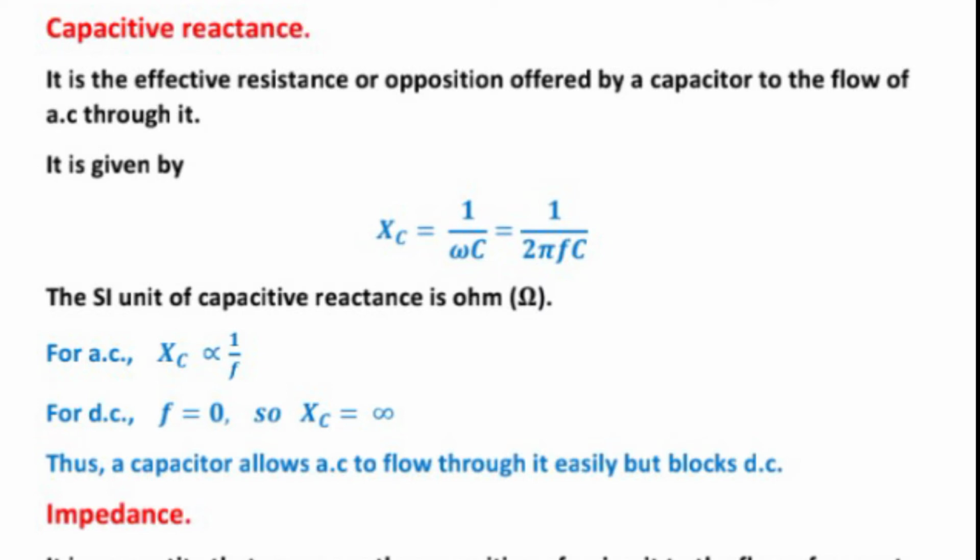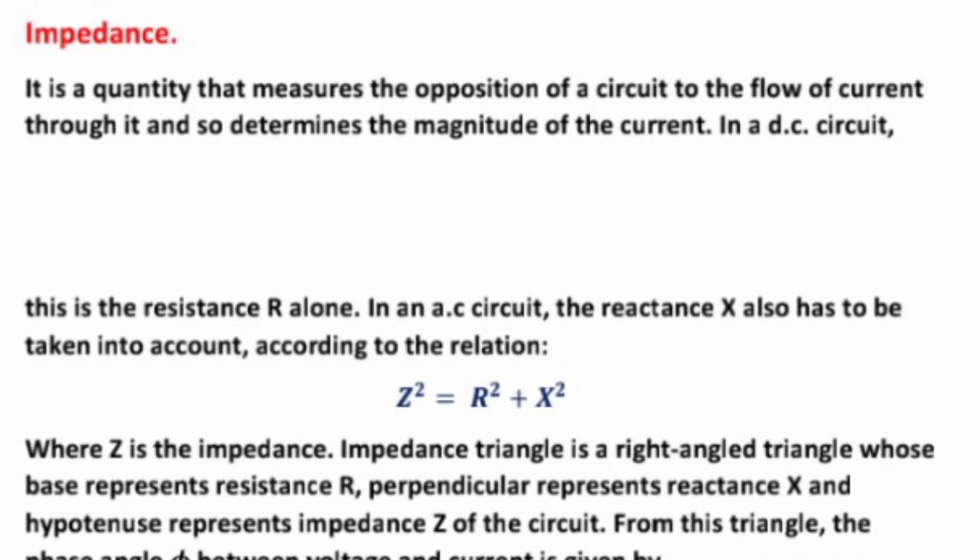Impedance. It is a quantity that measures the opposition of a circuit to the flow of current through it, and so determines the magnitude of the current. In a DC circuit, this is the resistance R alone.